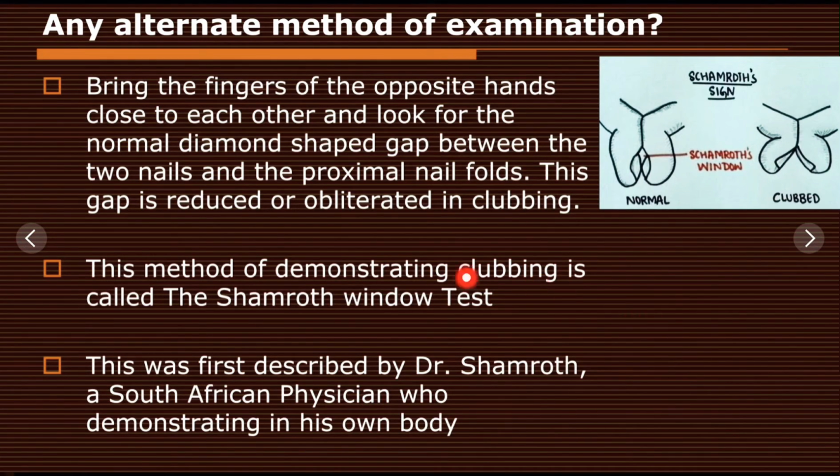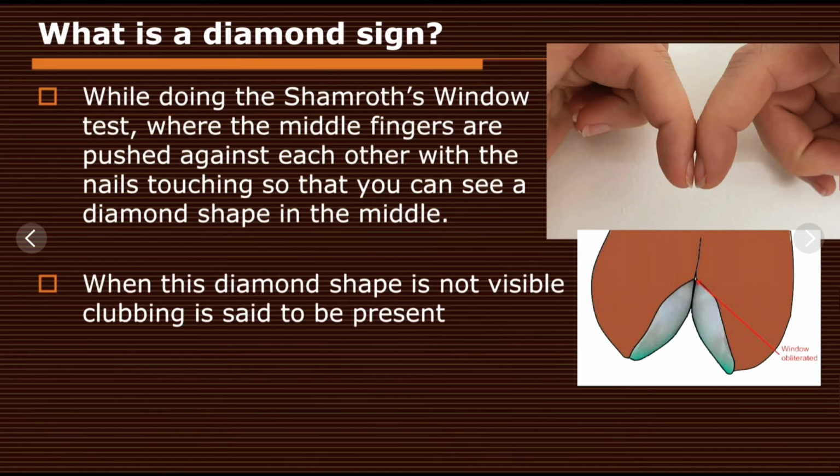This was first described by Dr. Schamroth, a South African physician, who demonstrated it on his own body. What is the diamond sign?